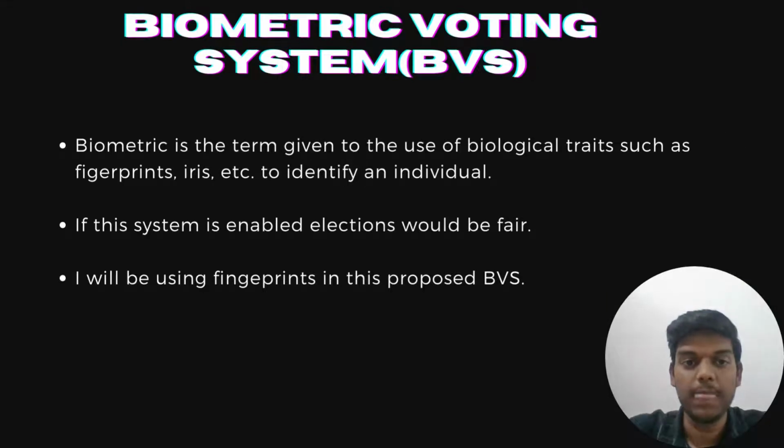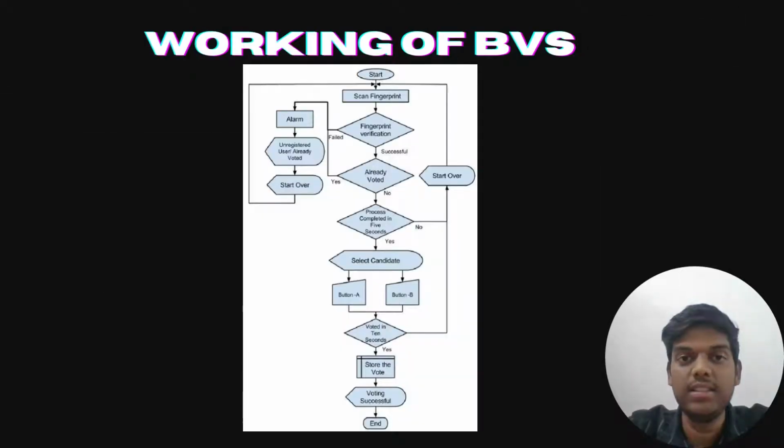Biometric voting system. Biometric is the term given to the use of biological traits such as fingerprint, iris, etc. to identify an individual. If this system is enabled, elections would be fair. I will be using fingerprints in this proposed system. Let us discuss the working of the system.